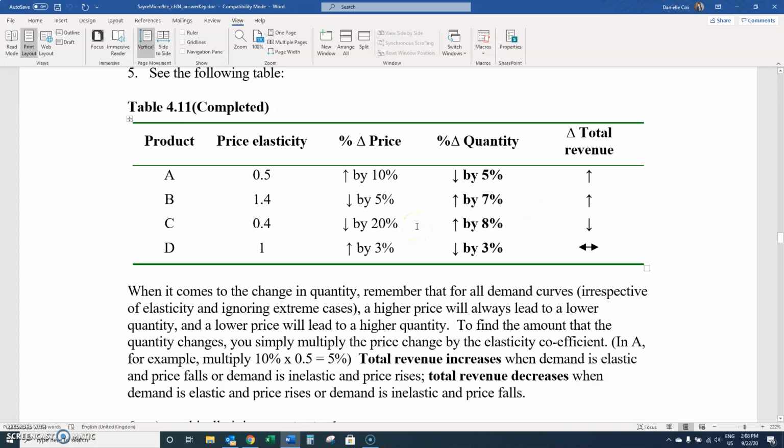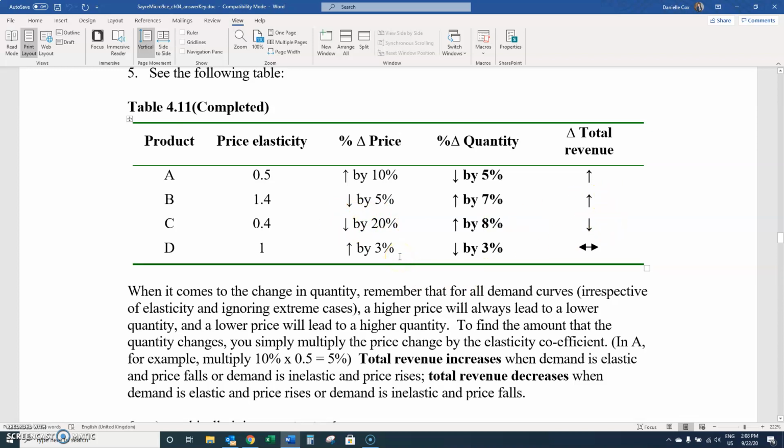In product C, the price falls by 20%. So that's going to be a drastic drop in revenues. But again, the quantity increases by 8%. So the increase in quantity sold is going to increase your revenue. But the drop in price was a lot bigger than the increase in quantity. So therefore, this is going to have the bigger effect and revenue is going to decrease.